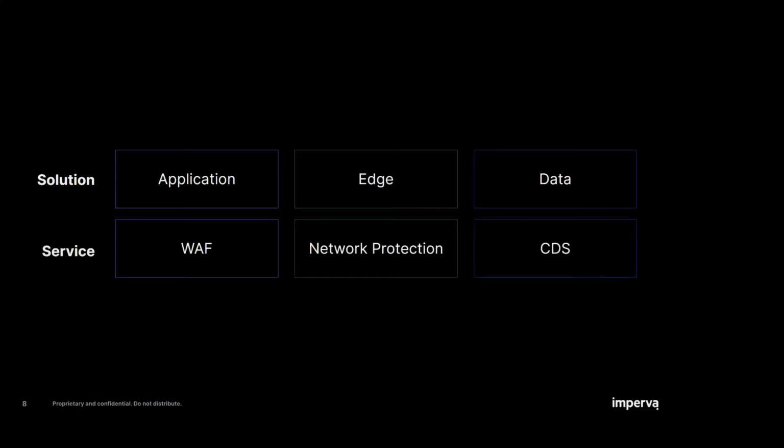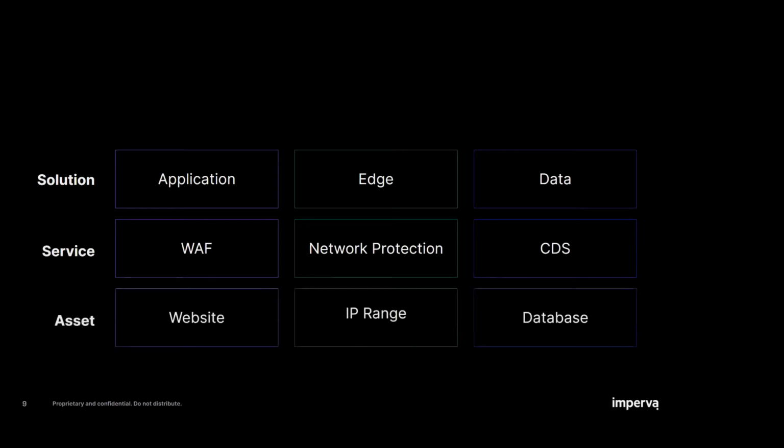Next, we have the service layer that contains all the services under each solution. So under application, we have WAF, as well as advanced bot protection, CSP, web DDoS, and more. Under Edge, we have network protection, IP protection, and all the other services. And under data, we have CDS. And finally, we have the asset layer that contains the protected assets. So on application security, it is websites. Under Edge, it is IP ranges, IPs, DNS, and under data, it is database.